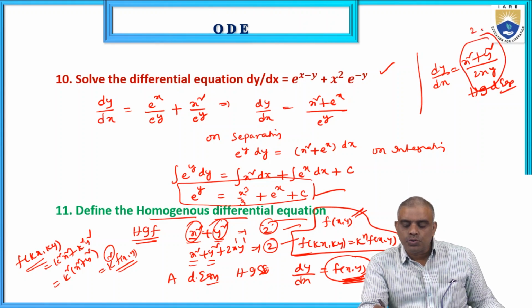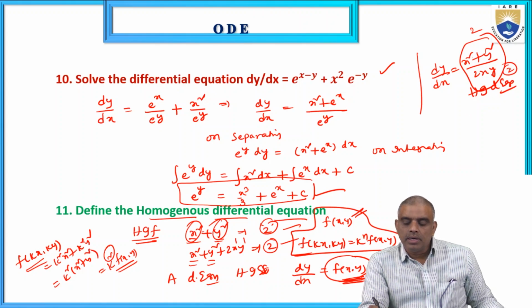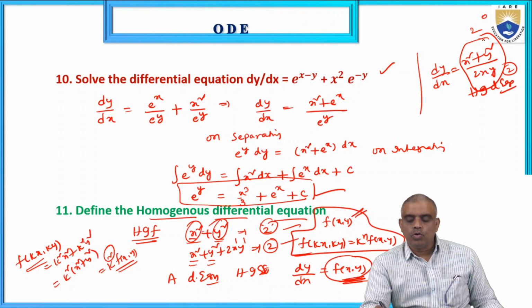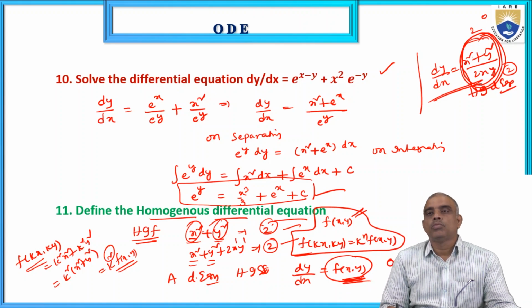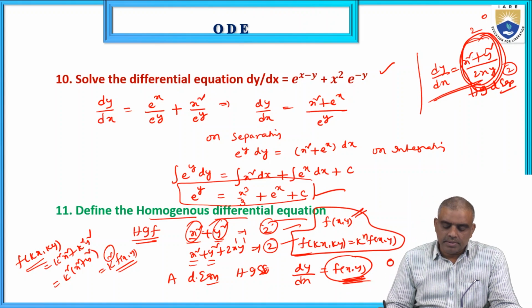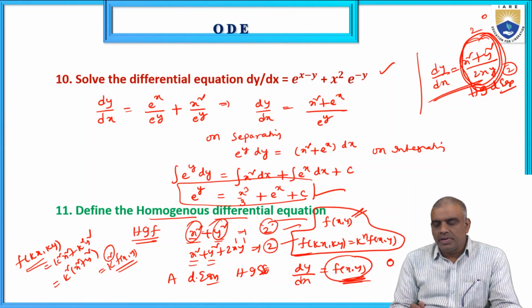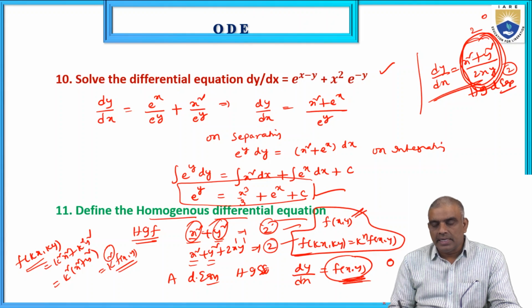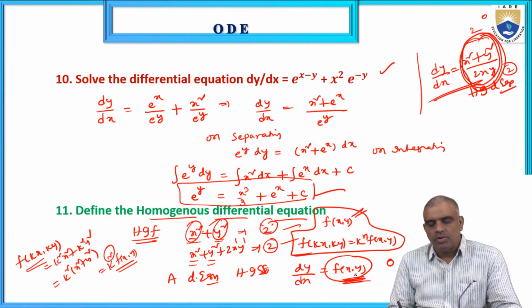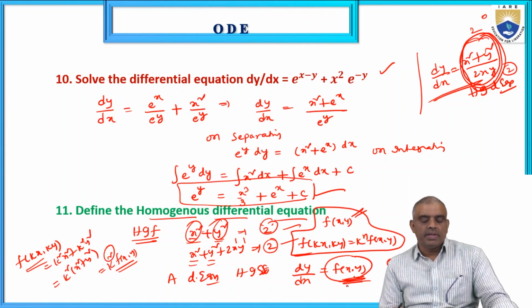In the numerator it is degree 2, in the denominator it is degree 2. So the ratio will have degree 0. So it is a homogeneous function of degree 0. So the entire differential equation is a homogeneous differential equation. So when we define a homogeneous differential equation, the definition is: a homogeneous differential equation is an equation of the form dy by dx is equal to f of x comma y, where f of x comma y is a homogeneous function of degree 0.